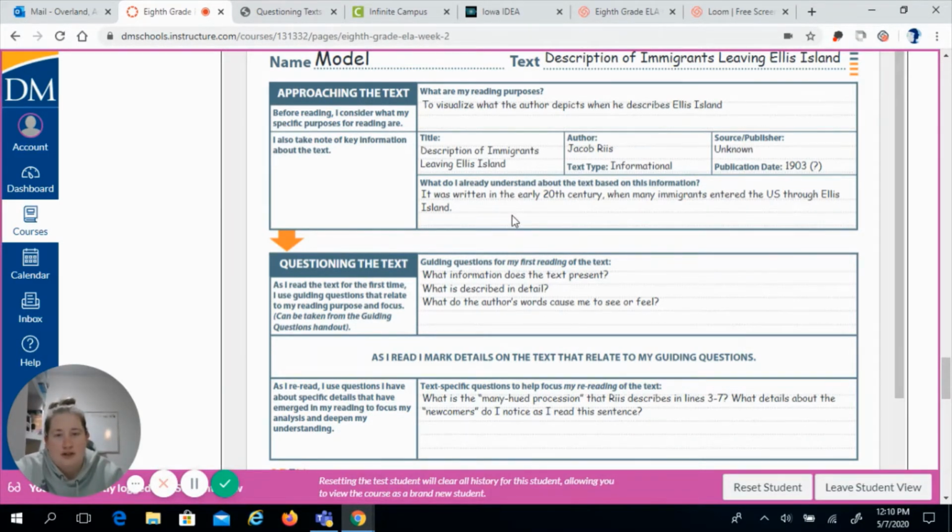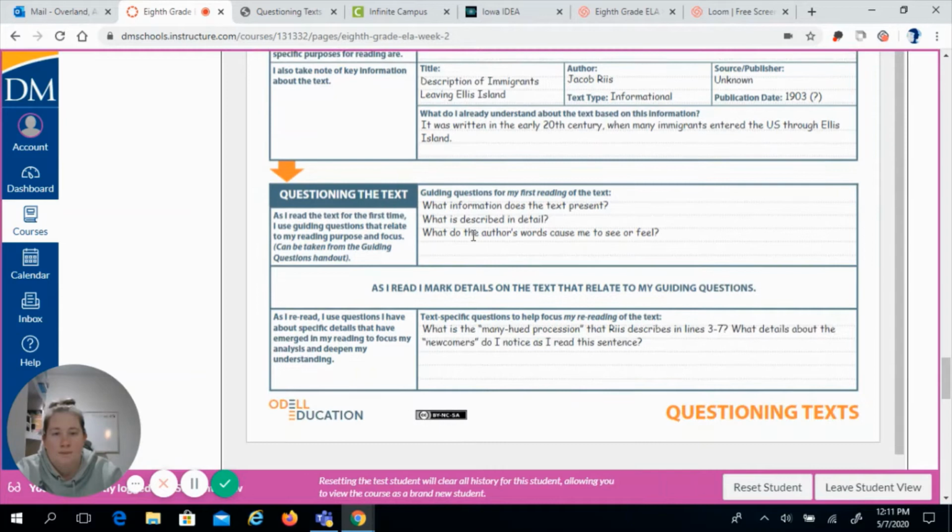And so what they already understood was it was written in the early 20th century when many immigrants entered the U.S. through Ellis Island. Here she gave different examples of questions. So what's described in details? What do the author's words cause me to see or feel? And what information does the text represent? Down here, her questions are more focused and they're specific to the text. So what is the many-hued procession that Reese describes in lines 3 through 7? What details about newcomers do I notice as I read this sentence?